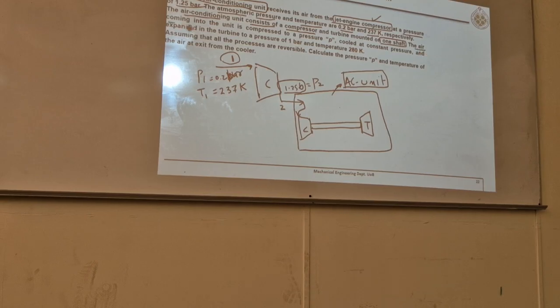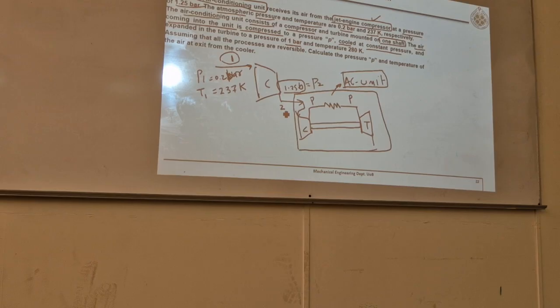The air coming into this unit is compressed to a pressure P. Now it is compressed to a pressure P, cooled at constant pressure. Now it is cooled in some heat exchanger at constant pressure, same P, and expanded in the turbine. Now it is expanded in the turbine to a pressure of 1 bar.